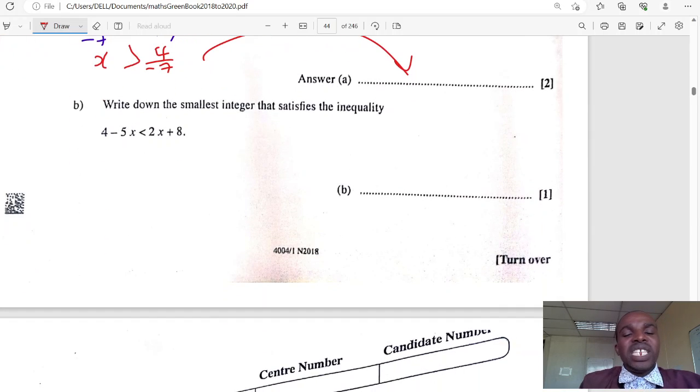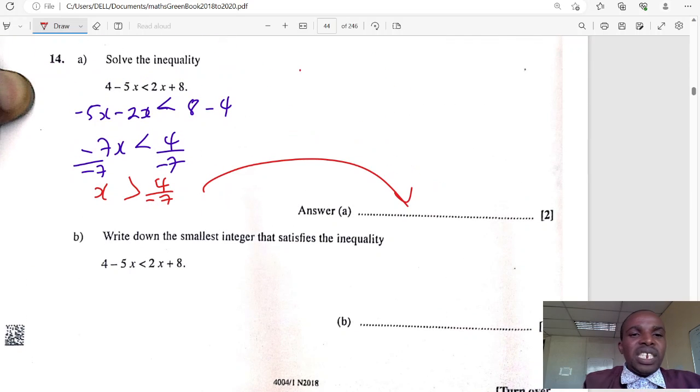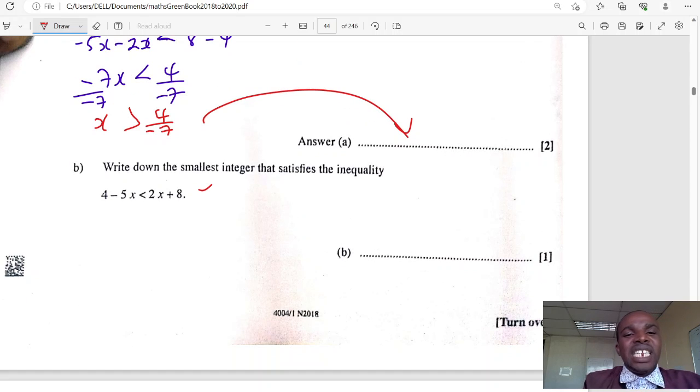Next, write down the smallest integer that satisfies the inequality. Is this still the same inequality? Yes, it's still the same thing. So smallest integer is smallest whole number that satisfies. So the values of x are greater than negative 4 over 7. Actually, you're supposed to convert this one to a decimal, because if it's decimal, it's easy to see clearly. You say 7 into 4 is 0 point. Then 7 into 40 is 5, remainder 5. 7 into 50 is 7. So it's more like 0.57.